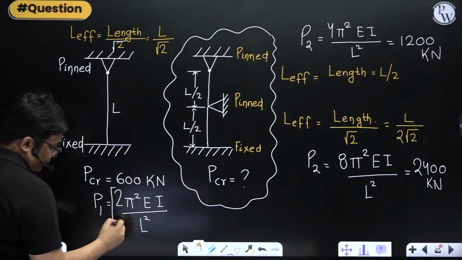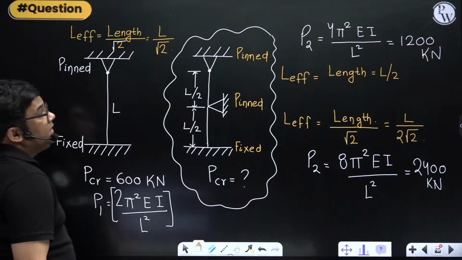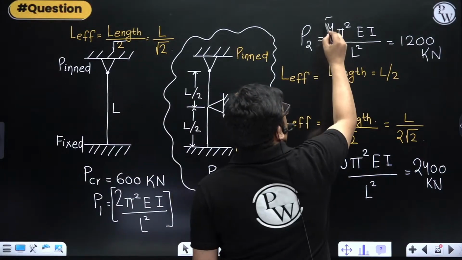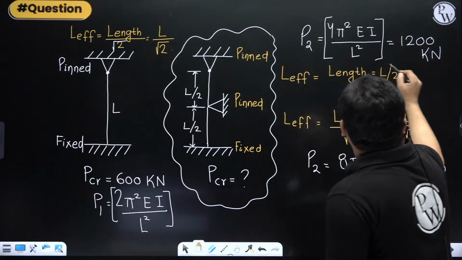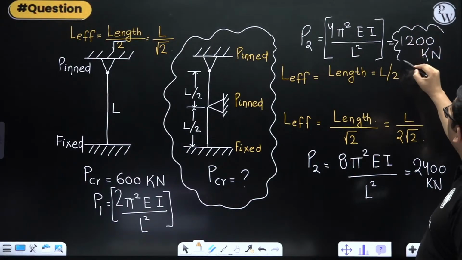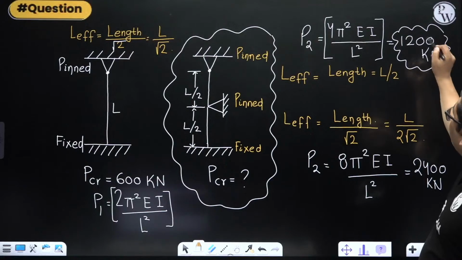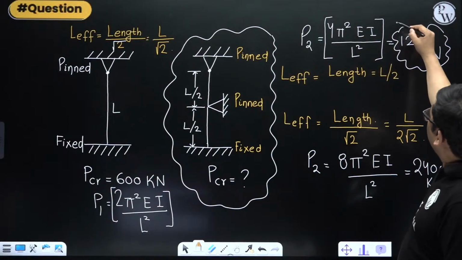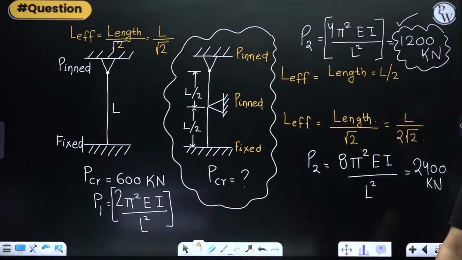So this is 2 pi square, and this is 4 pi square, and this is what? 8 pi square. So again, this one is the minimum only. So the buckling load of this I will take as the buckling load, just the value changed due to my mistake. Understood? Yes? Okay.